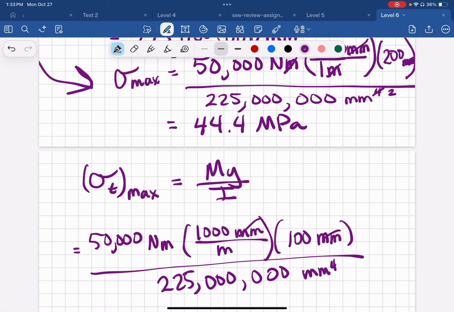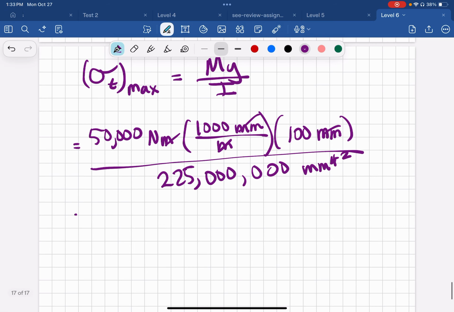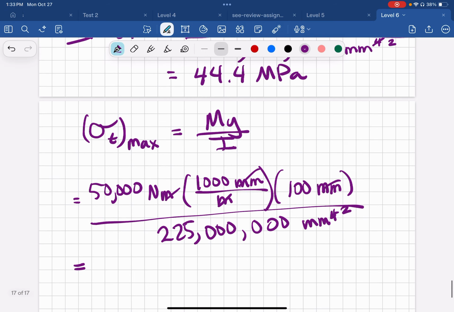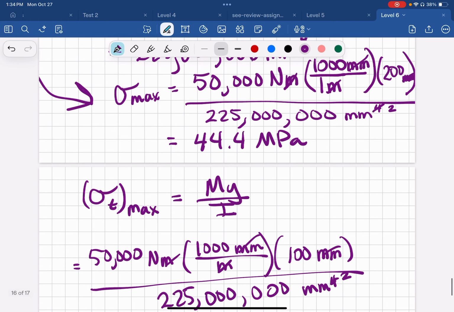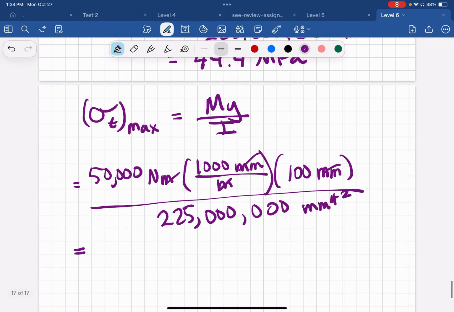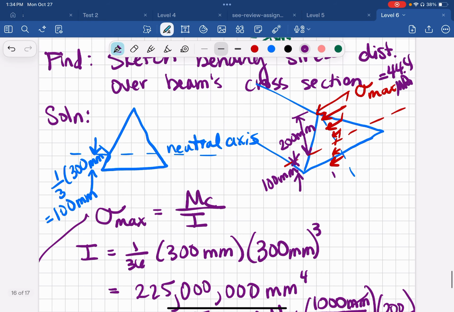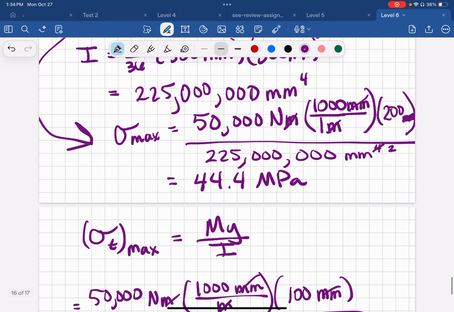Check the units really quick. We get millimeters squared on the bottom, so we get newtons per millimeter squared, which would be megapascals. And basically it's almost the same formula. This one's just a half of that, but it's going to come out to 22.2 megapascals. So down at the bottom here, this one will be 22.2 megapascals. So that's all they asked for there.